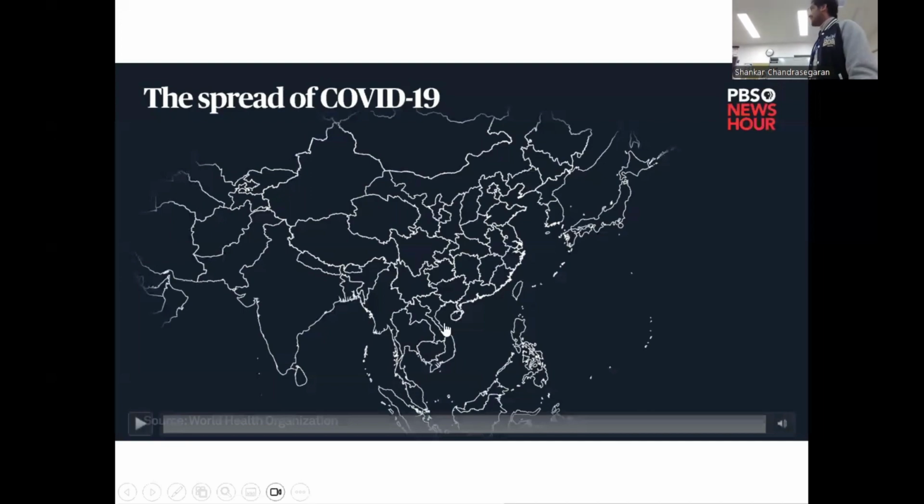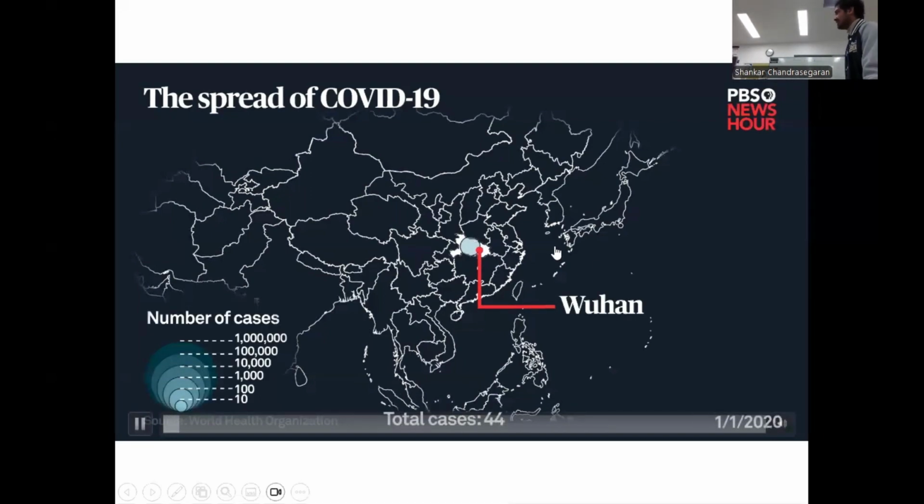In fact, if we look at the spread of COVID, you'll see something similar as well. The first case, Wuhan, right? And you can see how it changes over time.